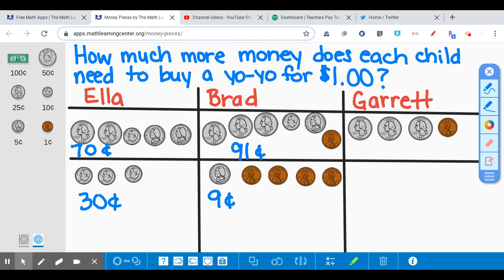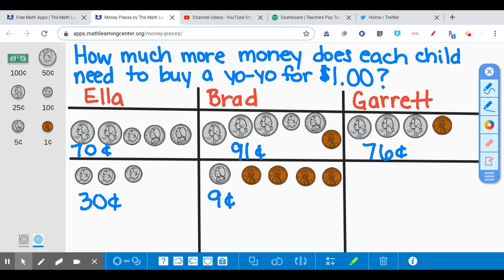And now we have Garrett. So if Garrett has 3 quarters and 1 penny, let's see how much he starts with. He has 1 quarter, which is 25, 2 quarters, which is 50 cents, 3 quarters gives us 75 cents, and 1 penny more would give us 76 cents.